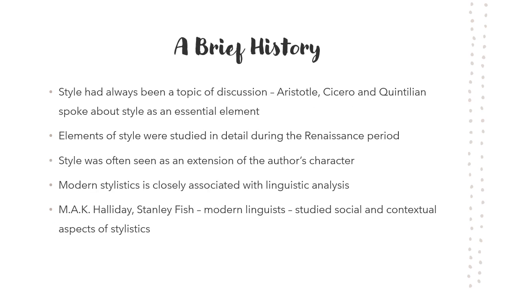The element of style had been studied in detail right from the classical era, where critics like Aristotle, Cicero, and Quintilian, you cannot call them technically critics, maybe philosophers or rhetoricians, all talked about style, which is an important element in the discipline of rhetoric. And elements of style were also analyzed in great detail during the Renaissance period. And often, style was equated with the author's character. But modern stylistics is closely associated with the school of linguistics, to be very specific, with linguistic analysis. Halliday and Stanley Fish are modern linguists who have studied the social and contextual aspects of stylistics.